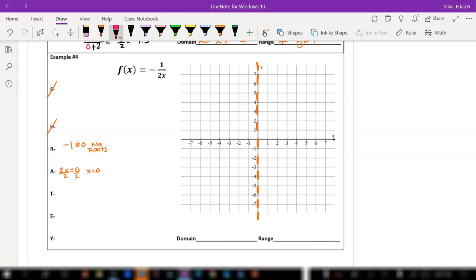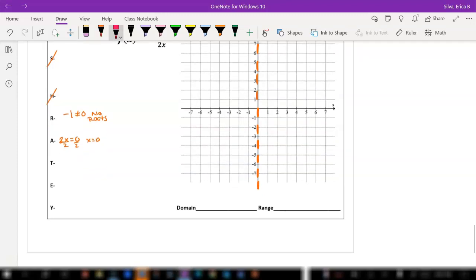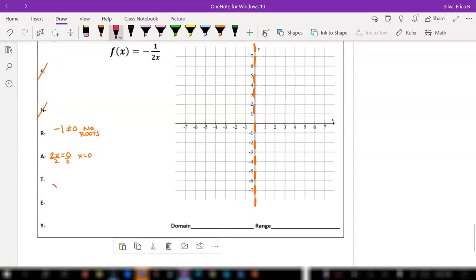Our test points, we do them at the end, but let's look at the end behavior. Again, there's only an x in the denominator. Therefore, the x in the numerator has an exponent of 0. So this is bottom heavy, which means my horizontal asymptote is y is equal to 0.